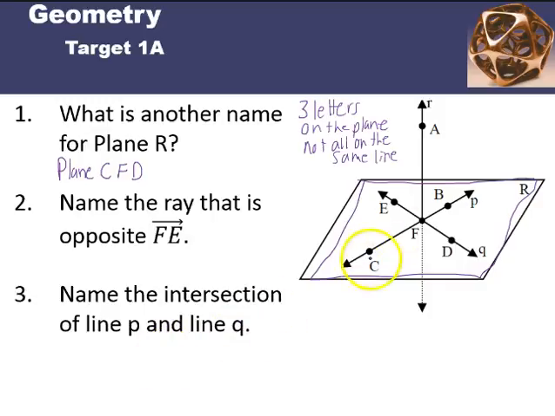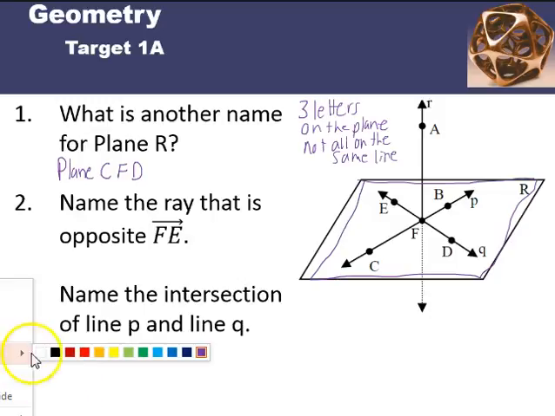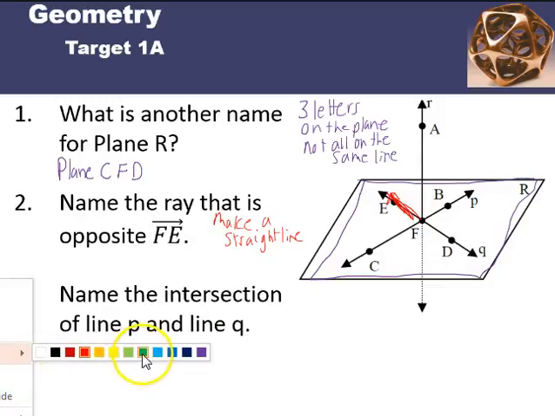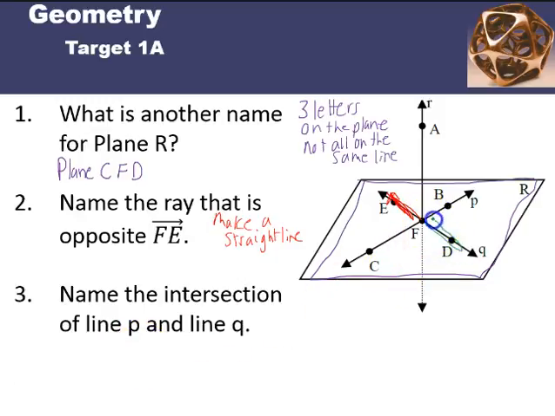Okay, and next, number 2, it says name the ray. Get the red color here. Name the ray that is opposite FE. So FE is this ray right here. So remember, opposite rays make a straight line. So what ray makes a straight line or a straight angle with ray FE? And yes, that would be green. FD. Right here. FD. And remember, when you're naming a ray, you have to say the endpoint first. So be F and then D.